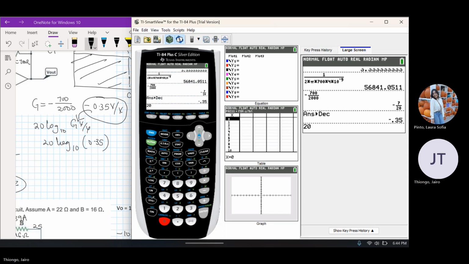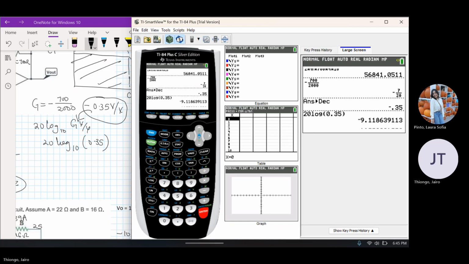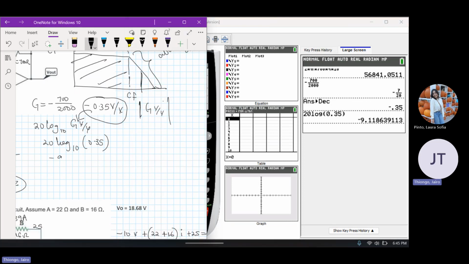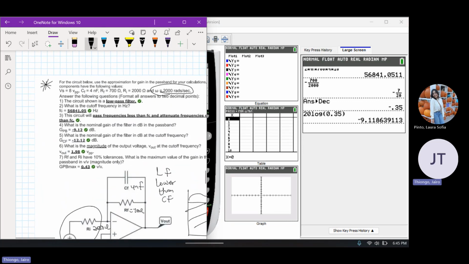20 log 0.35. And we have it as minus 9.11 or 12 dB. Once you come here, you'll find that is our answer for question 4.